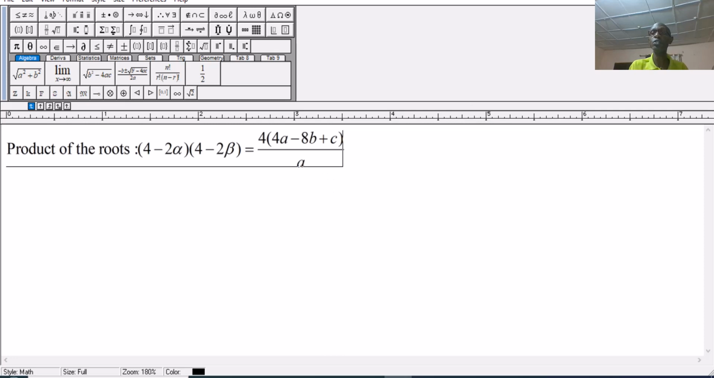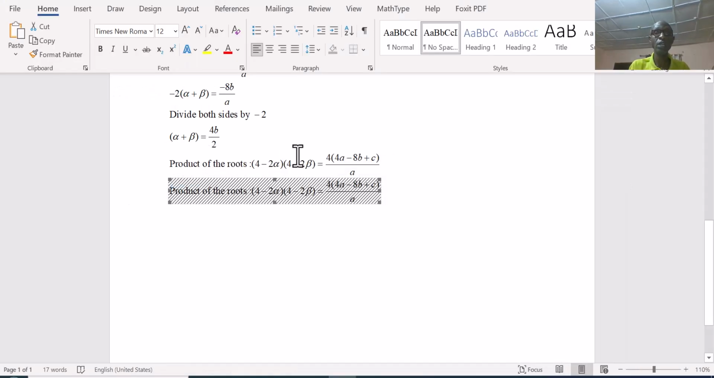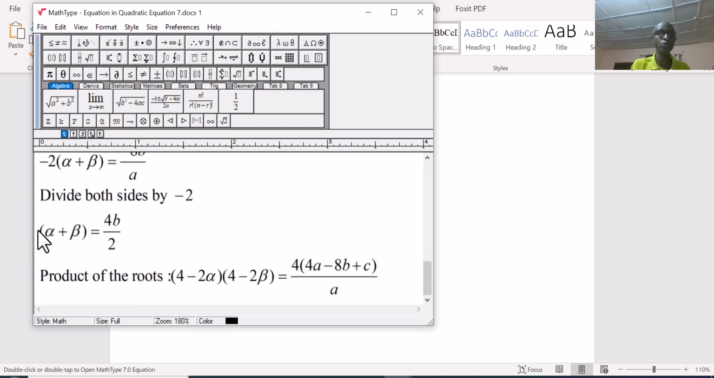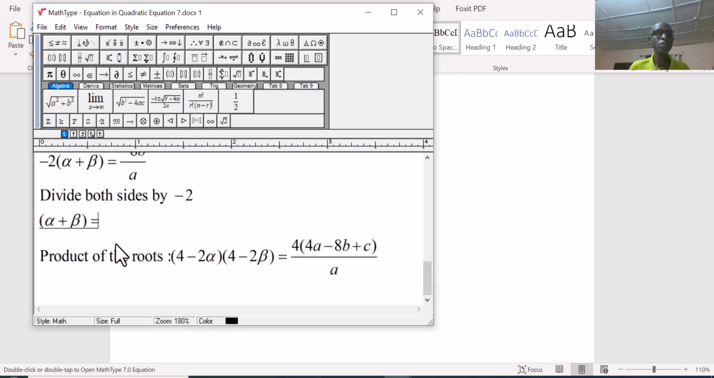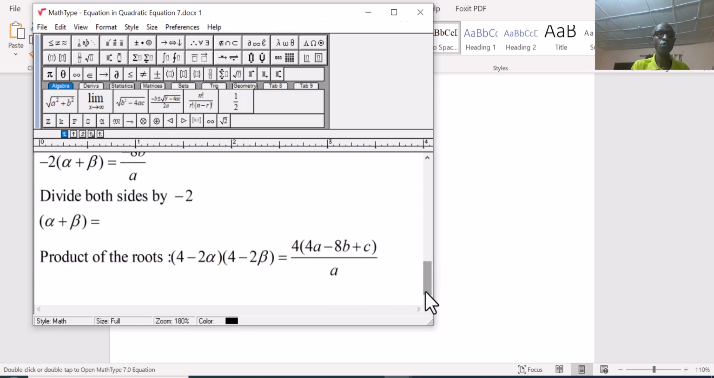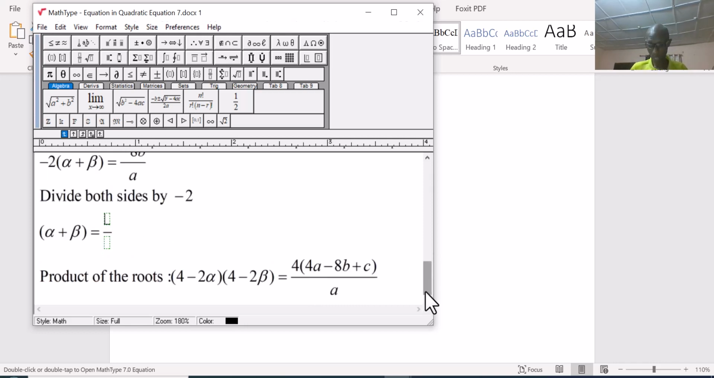Remember we have gotten our alpha plus beta. So I want you to have that at the back. Let me copy it so that it will be easier for us. We're getting our alpha plus beta. So this, but by the time we divide, this one will not be, sorry, there's a mistake there. By the time we divide by 2, we just have 4b over a. That's what we have, not over 2.